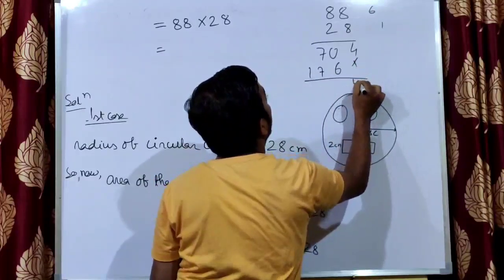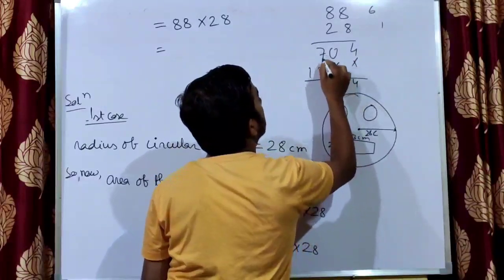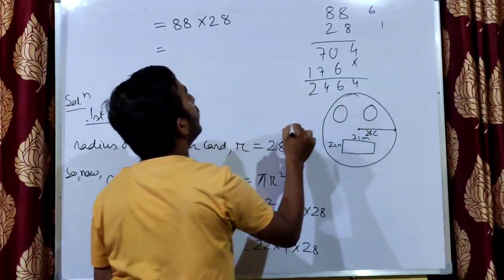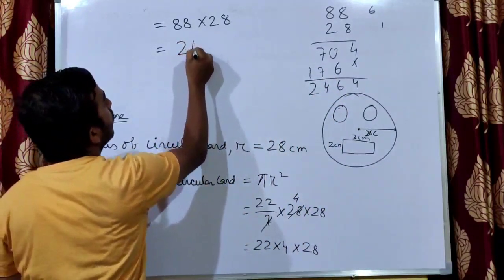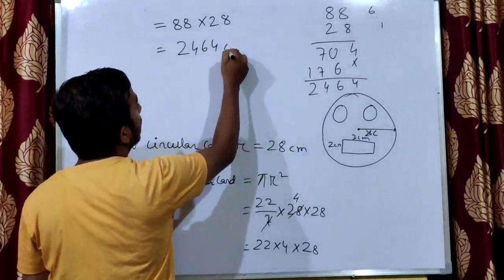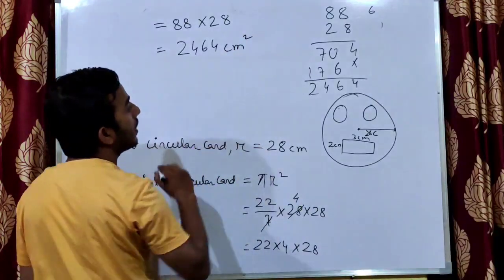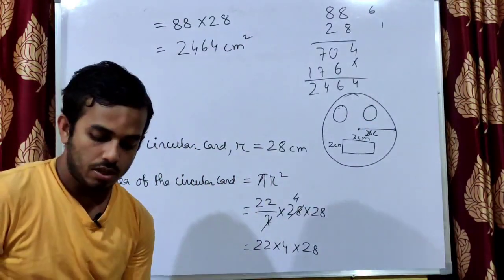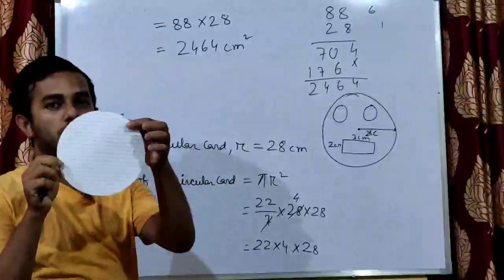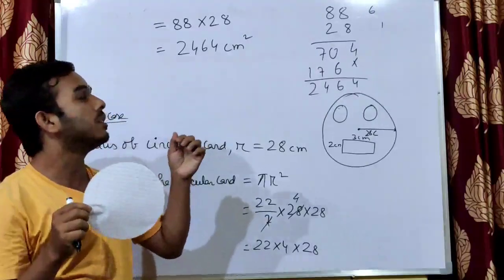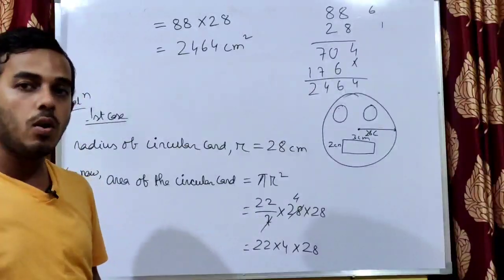So here 4, 6, 7 plus 7, it is 14. 1, 2, 4, 6, 4. Its unit is what? Centimeter, or it will be what? Centimeter square. That means the area of this circular sheet is how much? It is 2464 centimeter square, right? Now what?